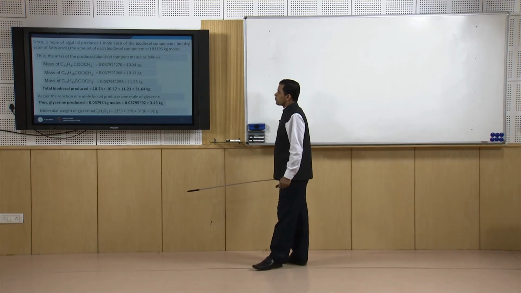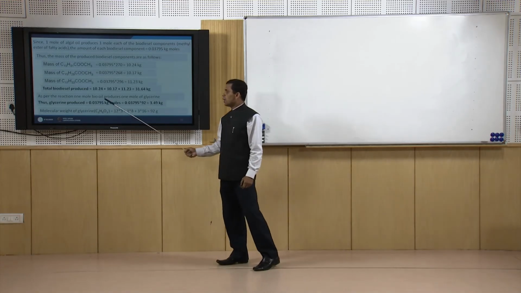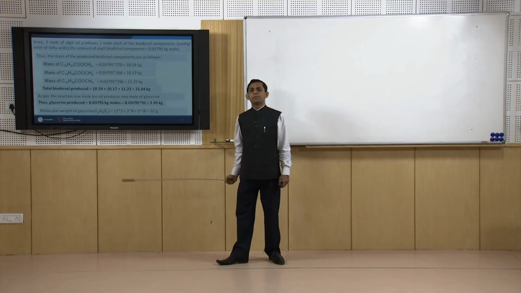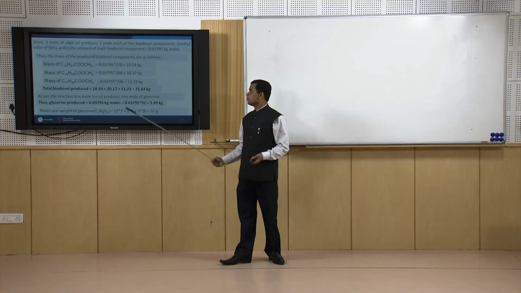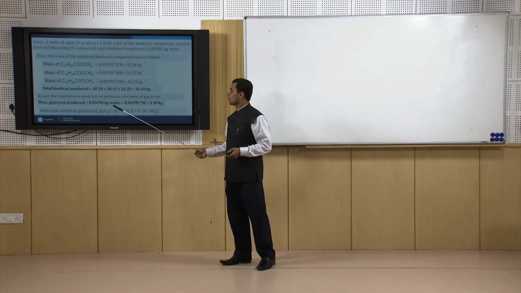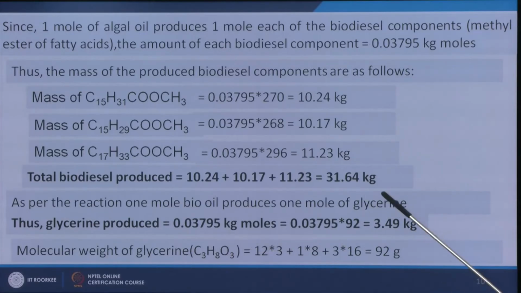Now, as per the reaction, 1 mole of bio-oil produces 1 mole of glycerin also. So, glycerin production will be similar: this into the molecular weight of it, which is 92. So, that is equal to 3.49 kg.